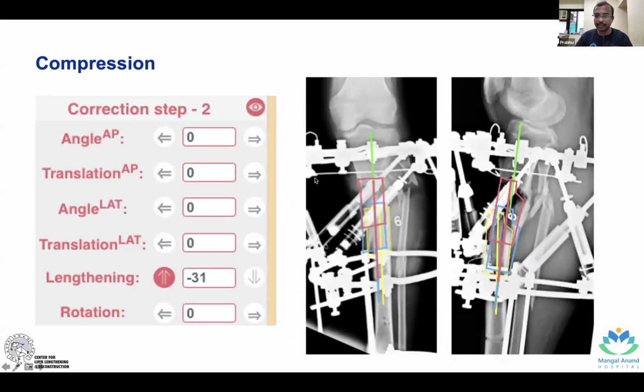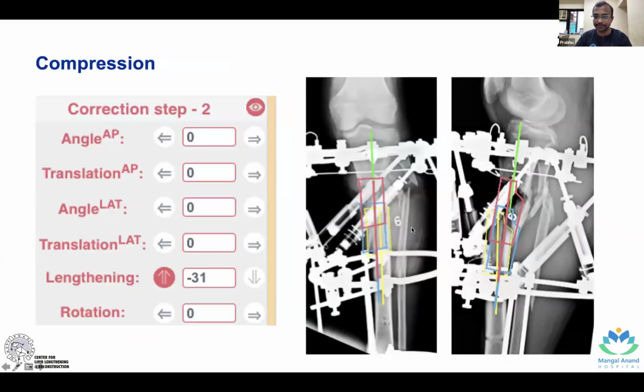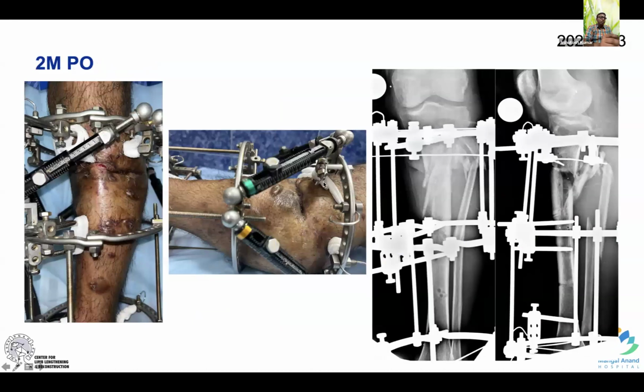So the only thing remaining right now is the defect, this docking site, the defect part to be docked. So 31 mm of compression was given. By the end of this compression, these were the X-rays.